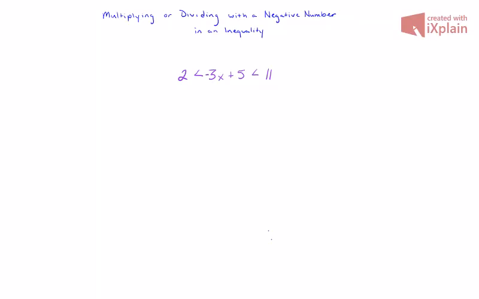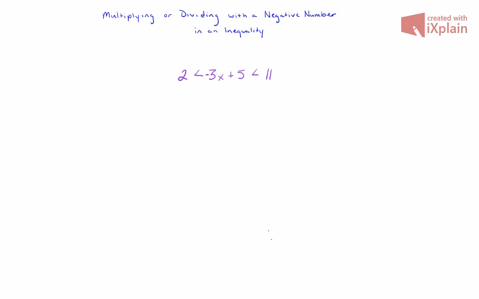Hi everyone, this video is in conjunction with lesson 2.2, multiplying or dividing with a negative number in an inequality. This is near the tail end of the lesson. What we have here is a situation where we have a compound inequality. As you can see, we have an expression that's being sandwiched by two other inequalities on the left and the right.